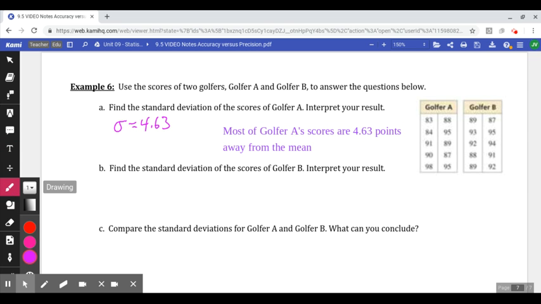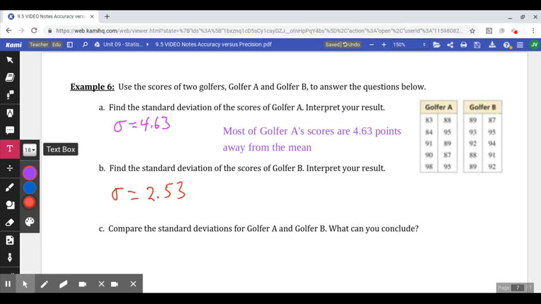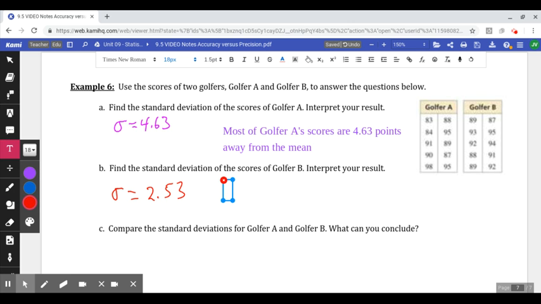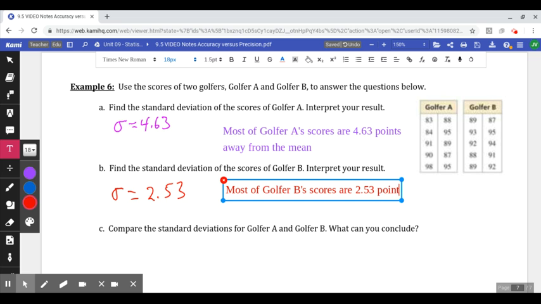How could we work with this for the next piece for golfer B? And for golfer B here, what we're going to do is the same thing. And if you do the same thing in your calculator that you did for golfer A, you should find the standard deviation to be about 2.53. So what does that mean? Well, we would say then that most of golfer B's scores are 2.53 points away from the mean.